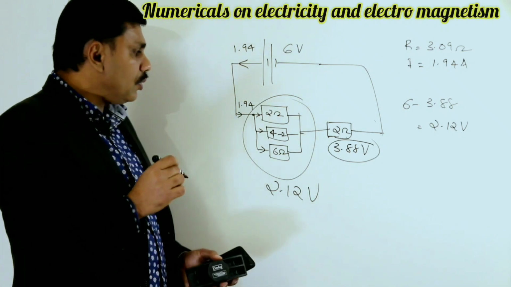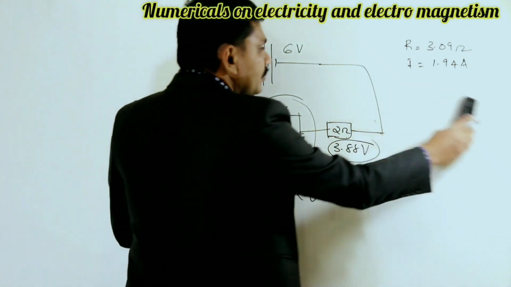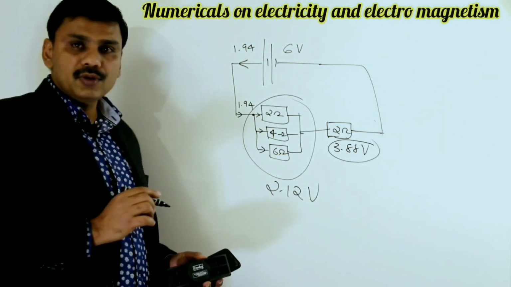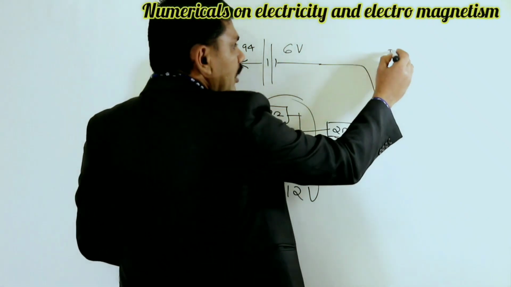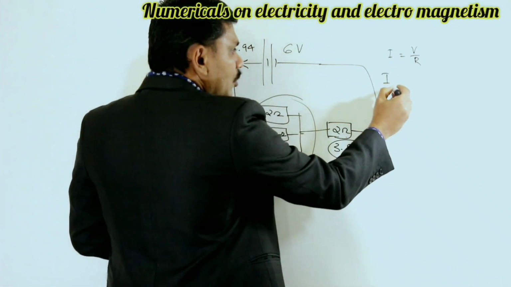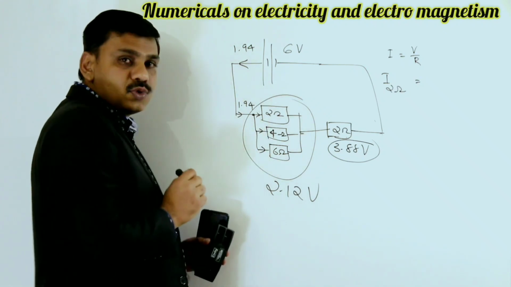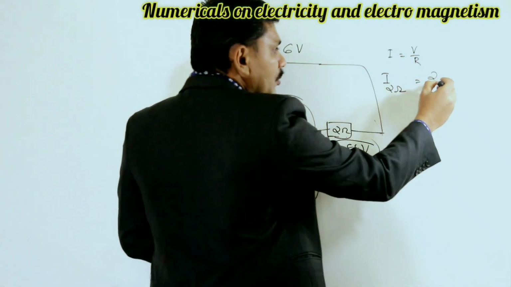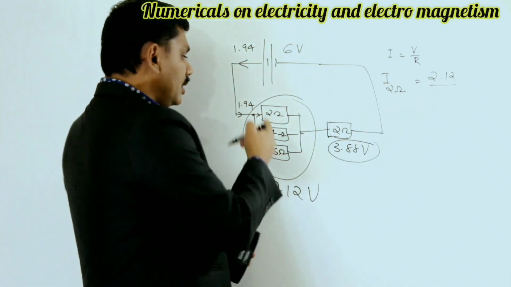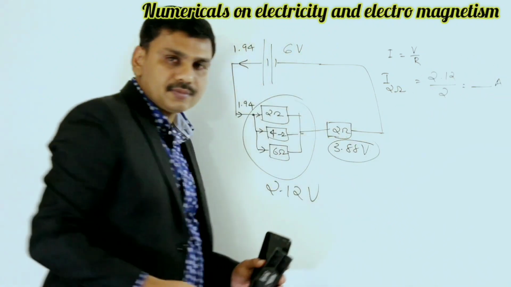Now another question it can ask: the current flowing through 2 ohm. How will you get it? You know that current equals voltage divided by resistance. Voltage across 2 ohm, how much is it? 2.12. So 2.12 divided by its resistance, that is 2. You will get the current flowing through it.